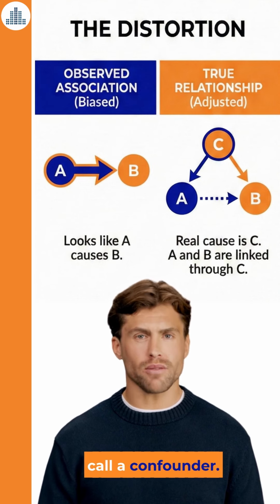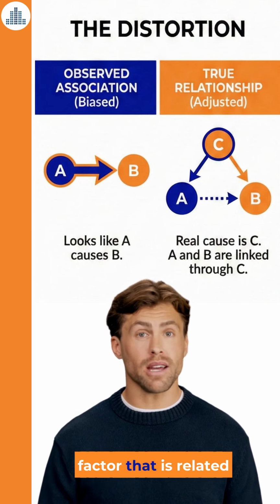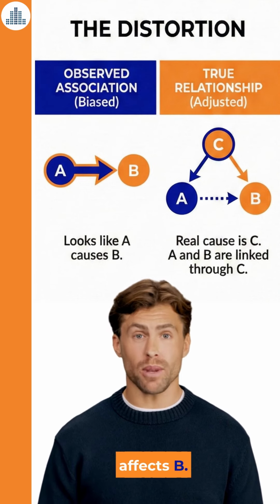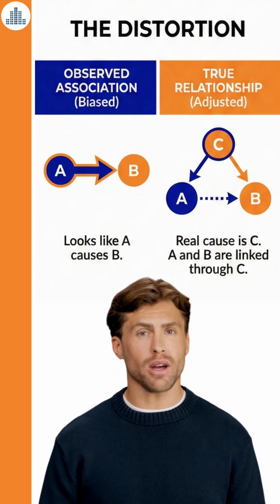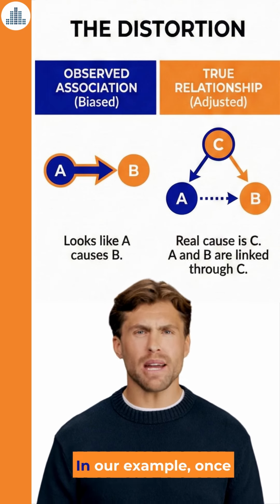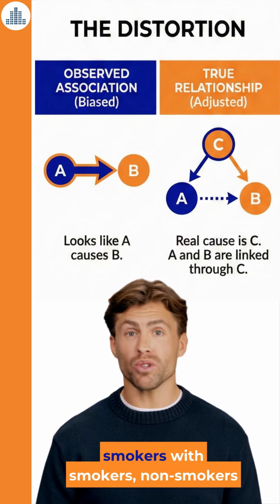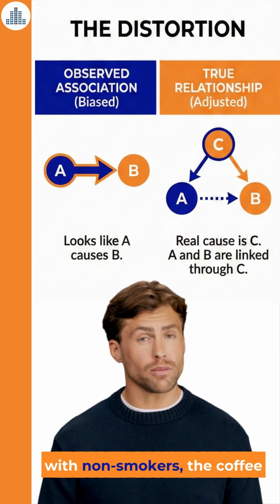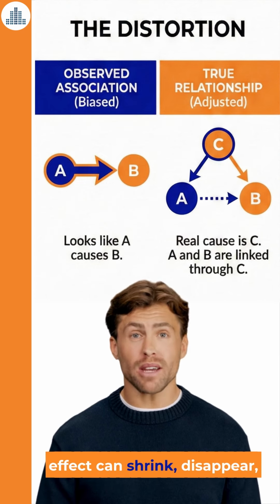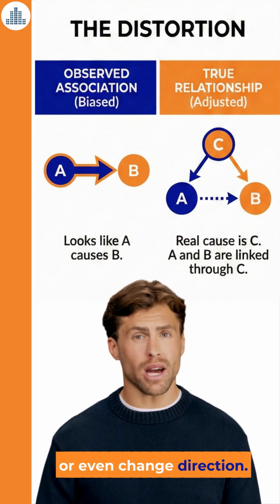C is what we call a confounder. It's a third hidden factor that is related to A and also affects B. Confounders distort the story and make you blame the wrong cause. In our example, once you compare people with the same smoking status, smokers with smokers, non-smokers with non-smokers, the coffee effect can shrink, disappear, or even change direction.